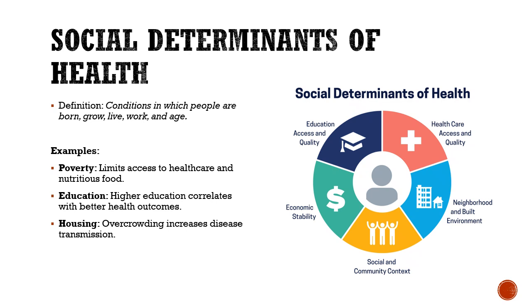Housing and environment affect disease transmission, especially in crowded conditions. This means improving health requires a whole of society approach, not just clinical solutions. Policies must target these root causes to truly improve global health.